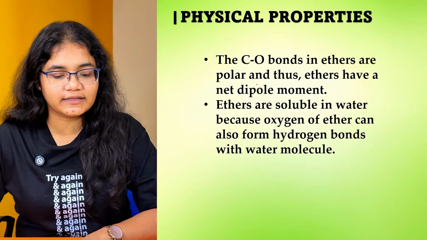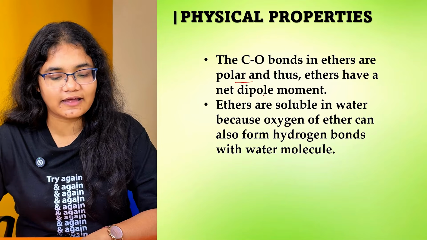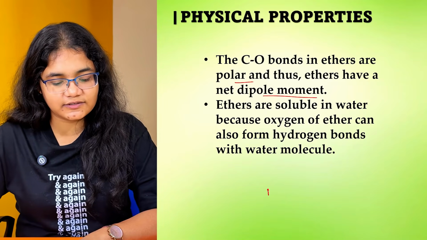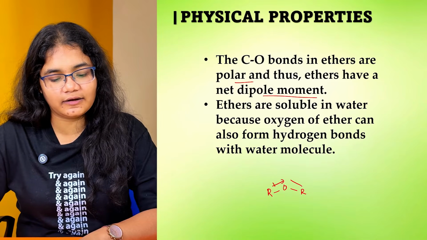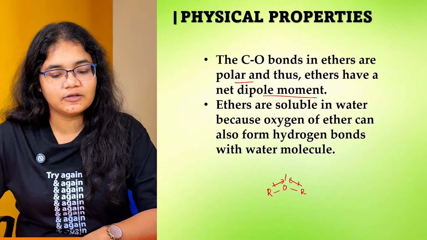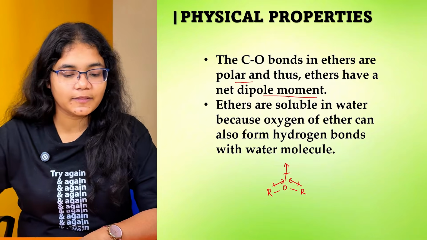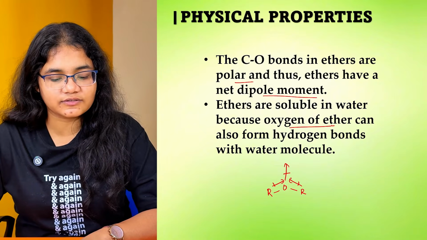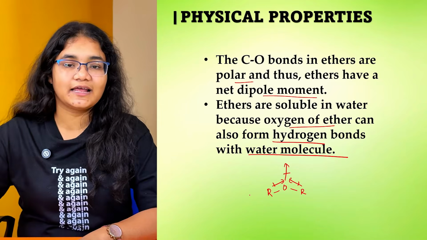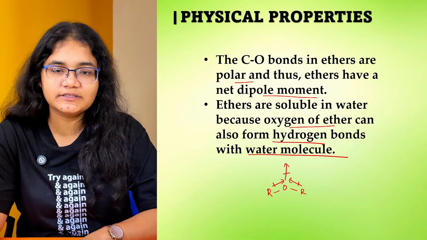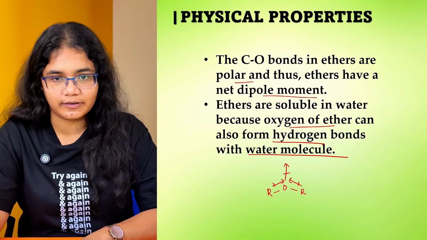Okay, next we'll talk about the physical properties of ethers. The C-O bonds in ethers are polar and thus ethers have a net dipole moment. If you see the structure of ethers, it is like this, right? So here there will be attraction and here also there will be attraction. So there will be a net dipole moment. Ethers are soluble in water because of their ability to form hydrogen bonds with water molecules. Since oxygen has a lone pair, it can form hydrogen bonds, because of which they are soluble in water.